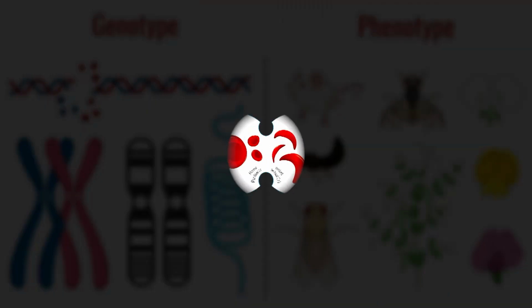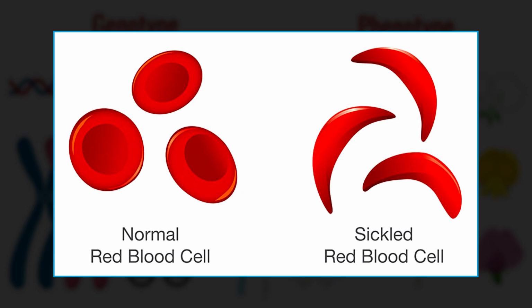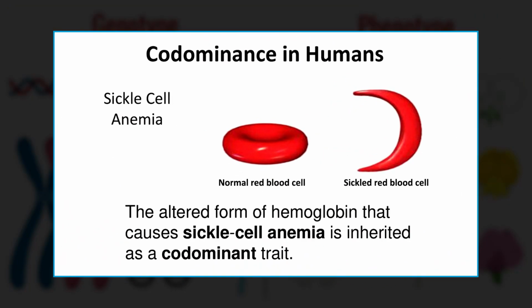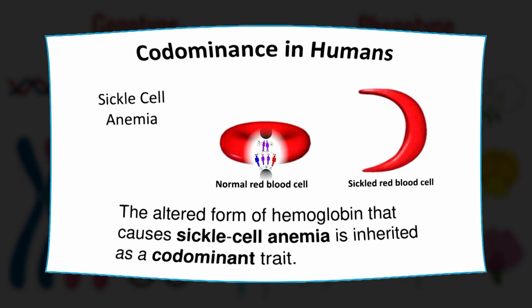Sickle cell anemia is a debilitating disease of the red blood cells, or RBCs, wherein a single amino acid deletion causes a change in the conformation of a person's hemoglobin such that the person's red blood cells are elongated and somewhat curved, taking on a sickle shape. This change in shape makes the sickle red blood cells less efficient at transporting oxygen through the bloodstream. The altered form of hemoglobin that causes sickle cell anemia is inherited as a codominant trait.